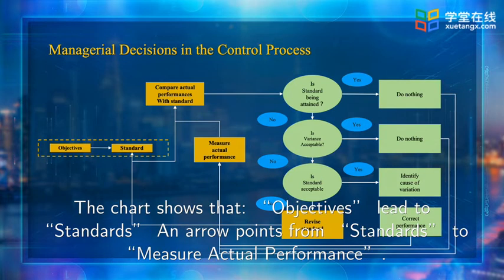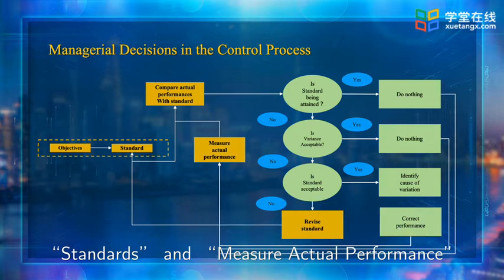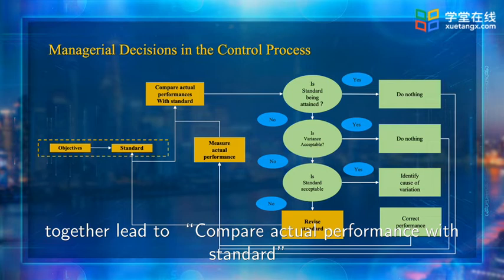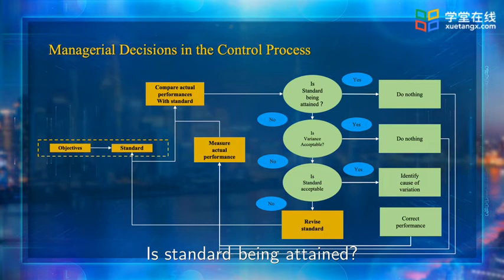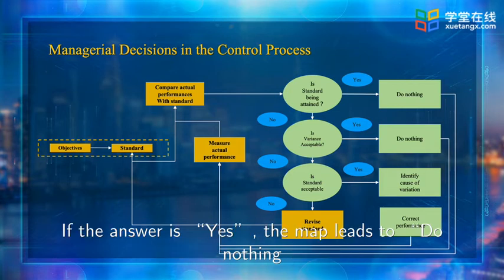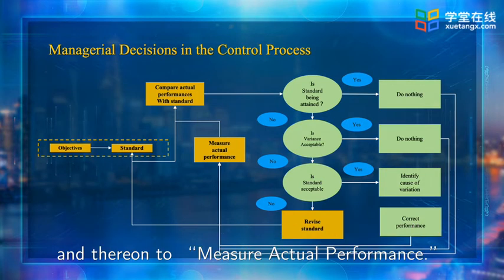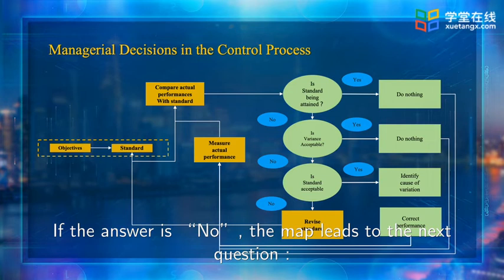The chart shows that objectives lead to standards. An arrow points from standards to measure actual performance. Standards and measure actual performance together lead to compare actual performance with standard. The map then shows three questions in sequence as follows. Is standard being attained? If the answer is yes, the map leads to do nothing and thereon to measure actual performance. If the answer is no, the map leads to the next question.